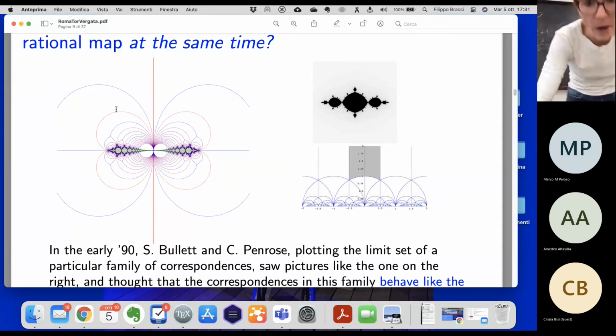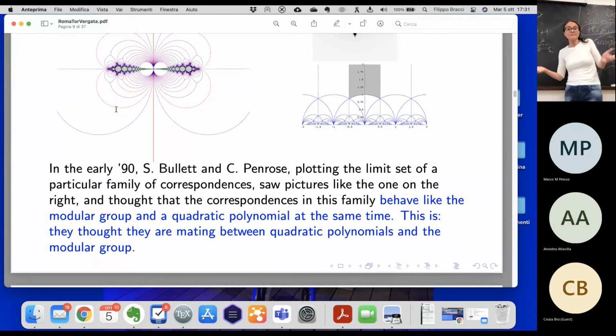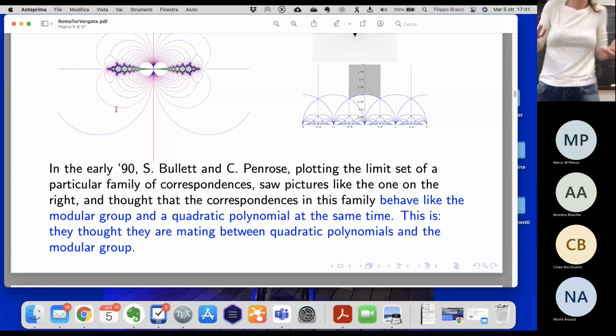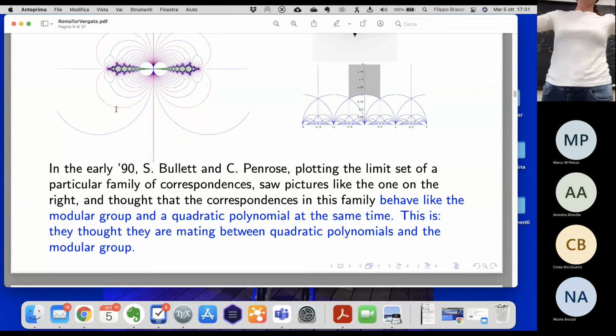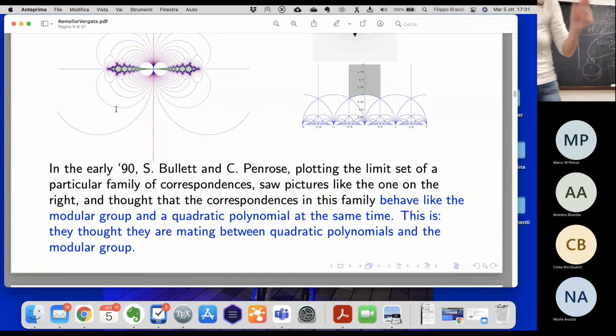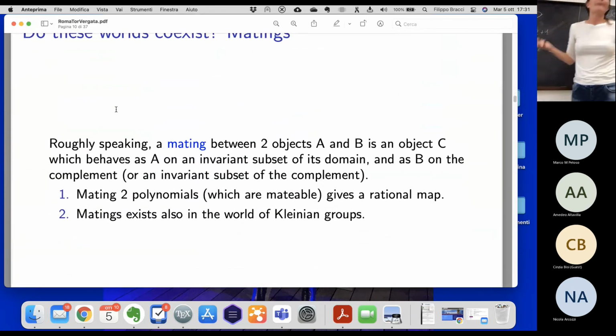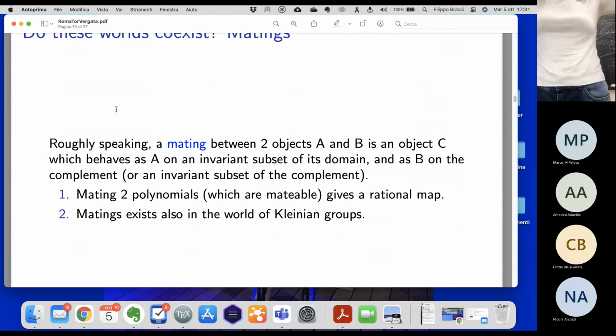And so they started thinking, well, can a correspondence behave like the modular group and a quadratic polynomial or a rational map at the same time? In technical terms, can we mate a map and a group in a correspondence? Well, I will tell you now what I mean here. Very roughly speaking, a mating between two objects A and B is an object C which behaves like A on an invariant subset and like B on the complement. We have both dynamics.